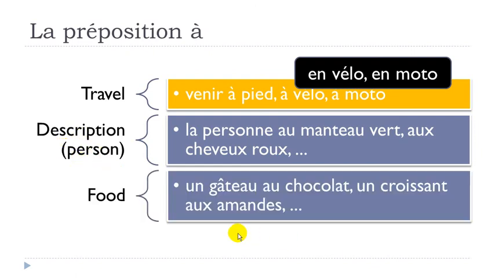So it's also quite commonly used if you want to talk about food. For instance, un gâteau au chocolat. Same thing here, à le, un gâteau au chocolat. Or then un croissant aux amandes. So gâteau, cake, chocolat, chocolate. Croissant, it's this classical French pastry. And then amande, almonds.